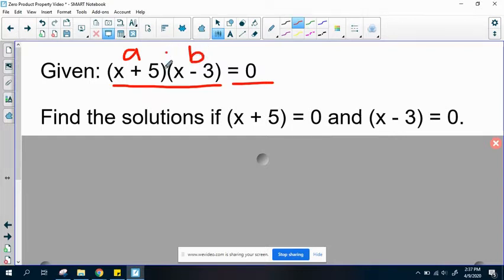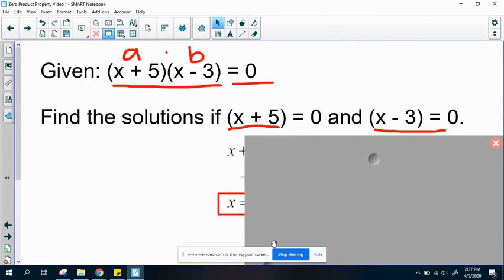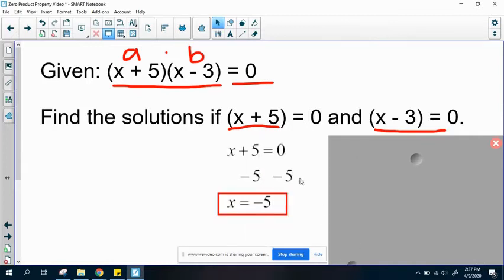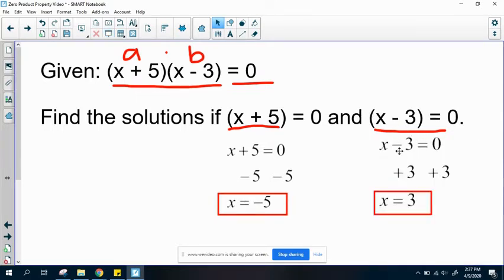So one of these two things has to be 0. So what I'm going to do is set the A equal to 0 and set the B equal to 0. So I'm going to set x plus 5 equal to 0. If I'm solving this simply, I would just subtract 5, do the opposite. And so my answer would be -5. Or x minus 3 is 0. And so I would add 3 to both sides, and my other answer is 3. So this is my answer to the original problem.